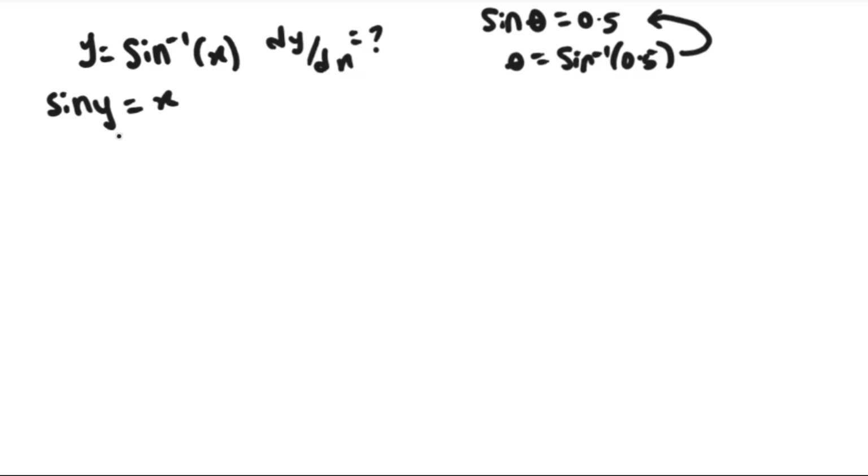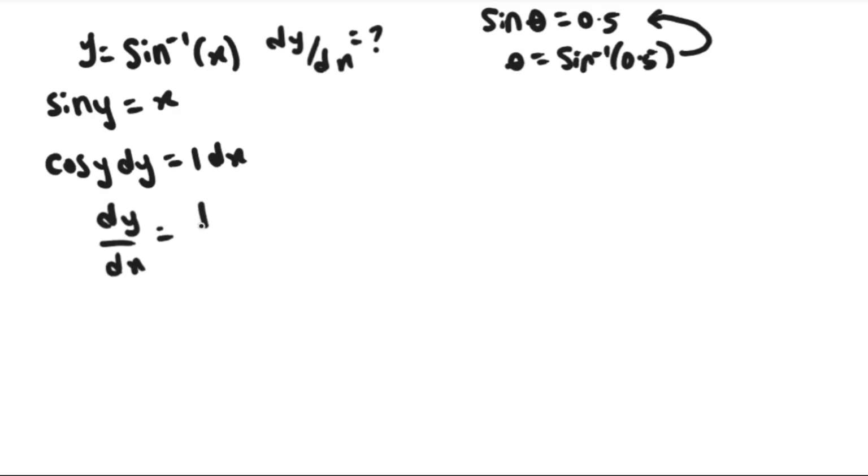So now we'll differentiate both sides. We'll differentiate sine y with respect to y, and we'll differentiate x with respect to x. If you differentiate sine y with respect to y, you're going to get cos y, so with respect to y, that's dy. If you differentiate x, you get 1, with respect to x, that's dx. So if you make dy/dx the subject of the formula, dy/dx will give us 1 over cos y.